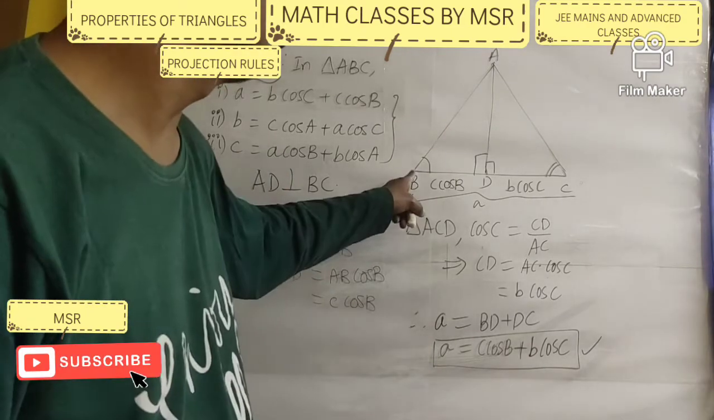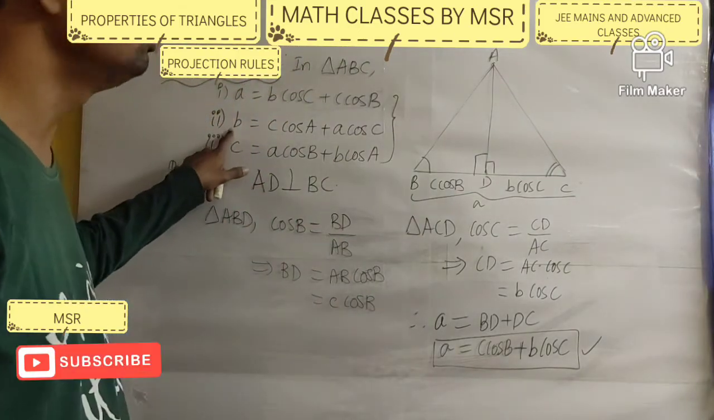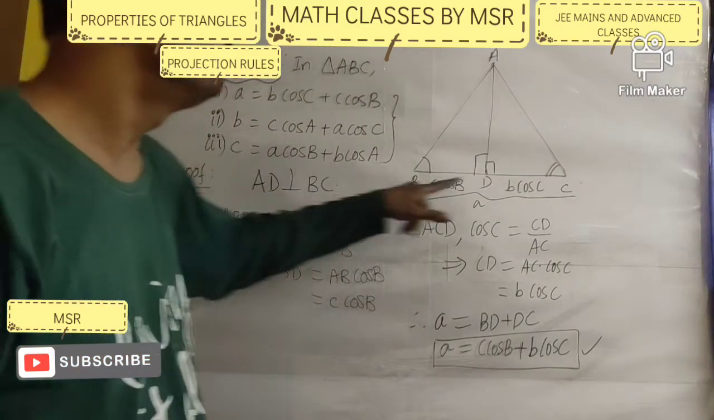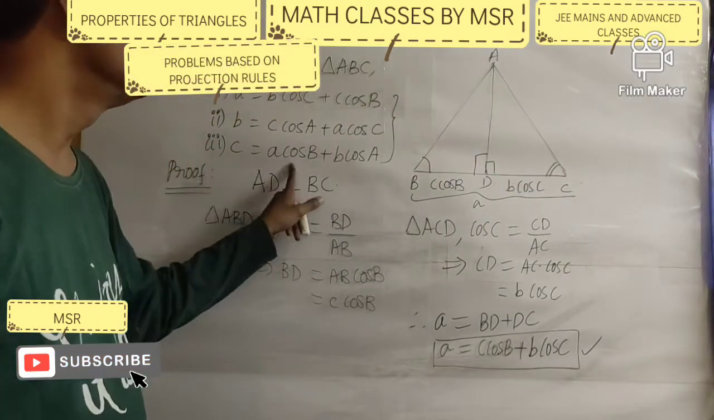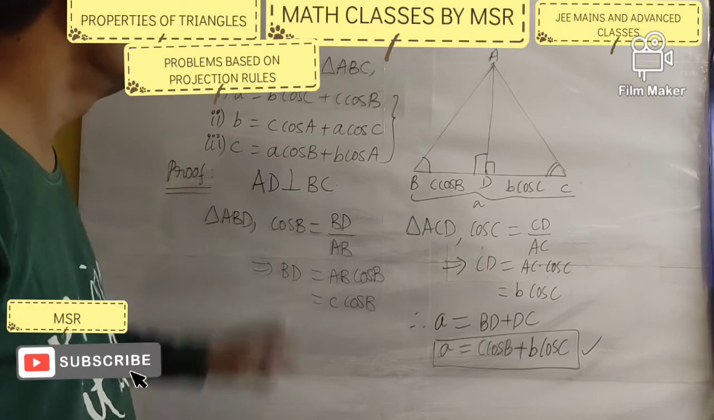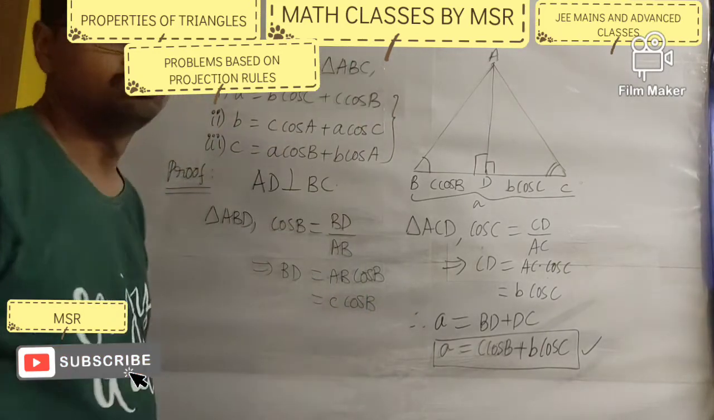In a similar way, if you draw a perpendicular from B onto AC, you can prove the next rule, that is b. Similarly, from C, if you draw a perpendicular on AB, then you can find c. Okay, this is about the projection rule. Next, we will discuss the problems based on projection rules.